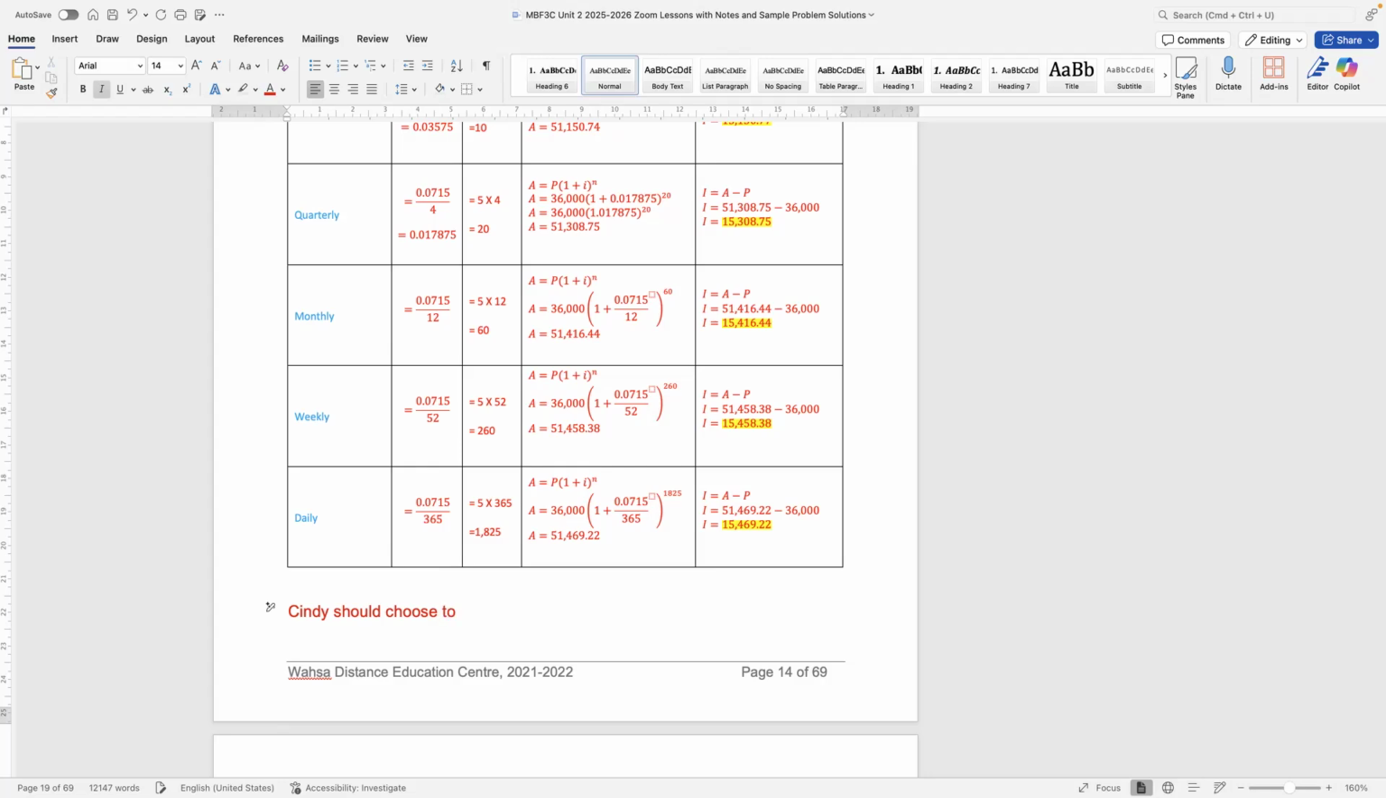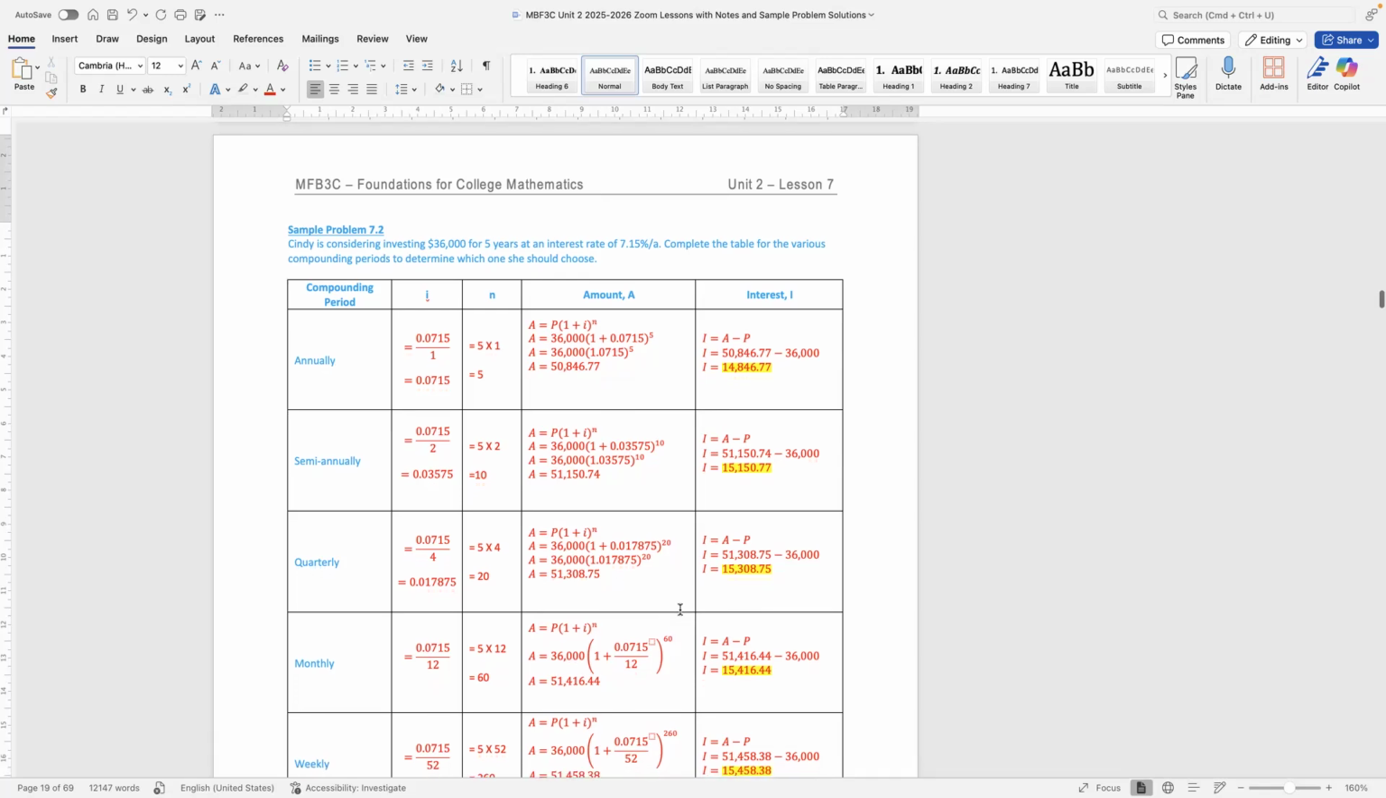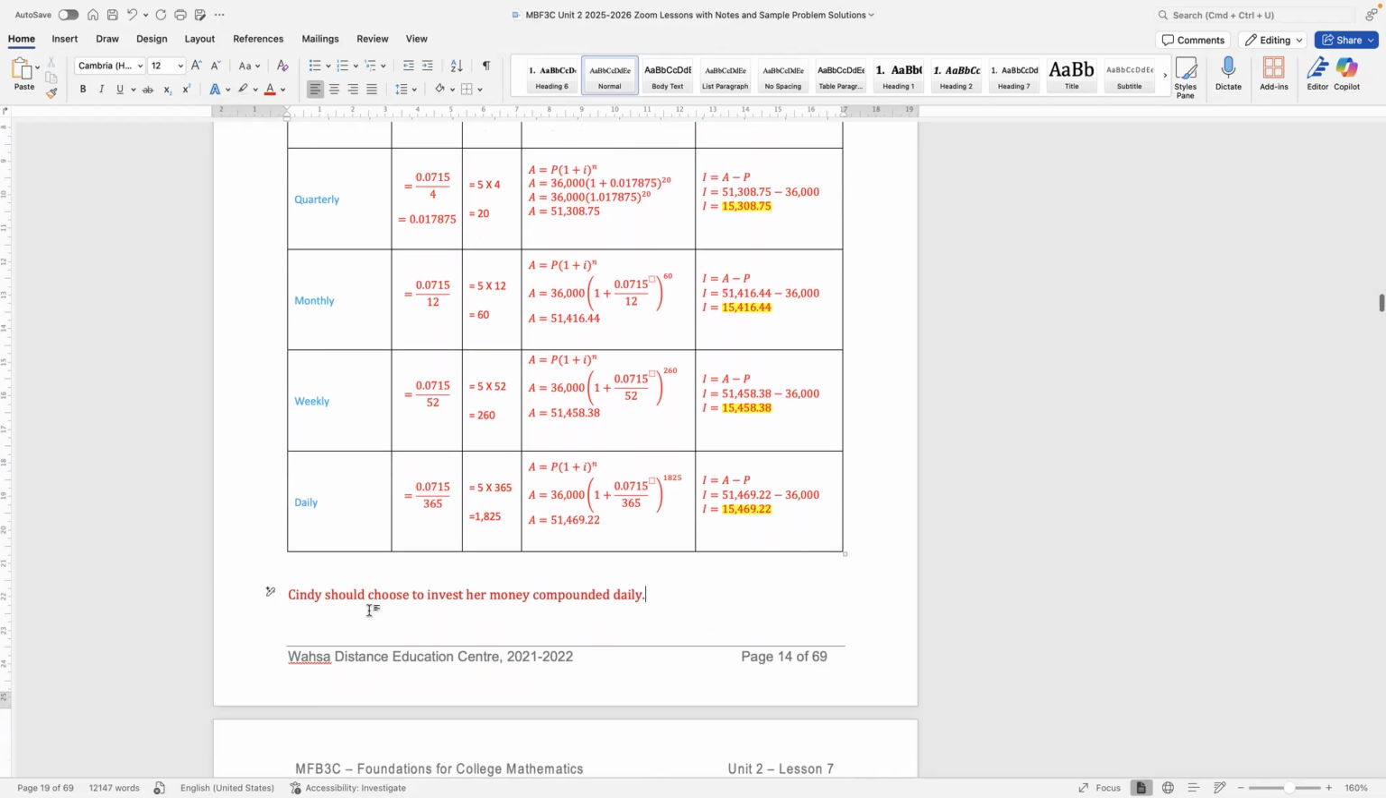to invest her money compounded daily, because that's where she's going to earn the greatest amount of interest. I'm going to make that a little bit smaller here, and change it to Cambria, which is the text that we've been using. So Cindy should choose to invest her money compounded daily. So we've done the calculations, done the comparisons, and now we've answered the question.